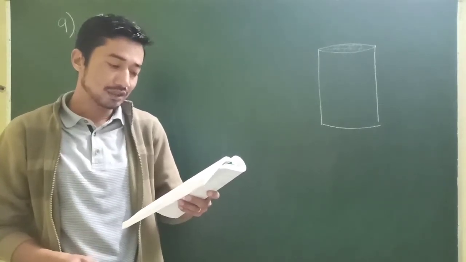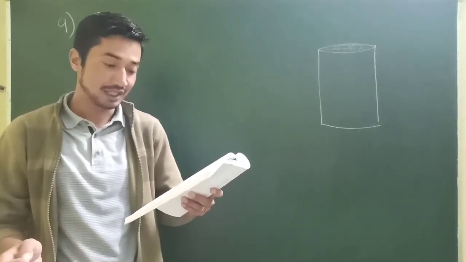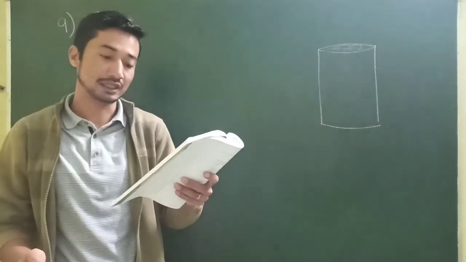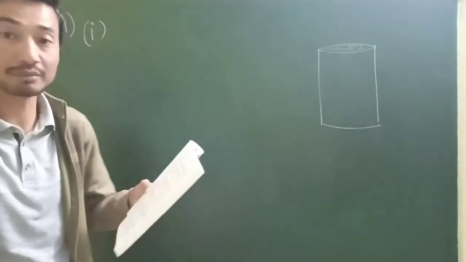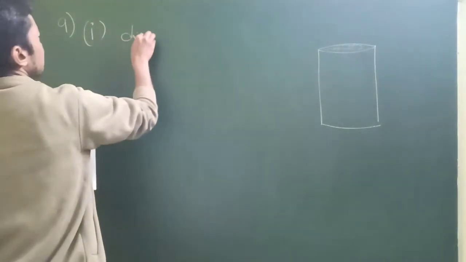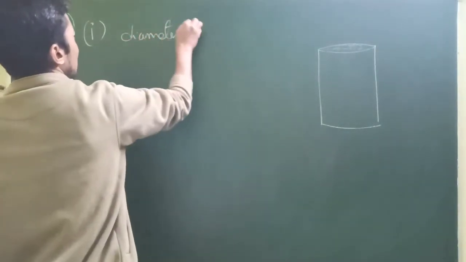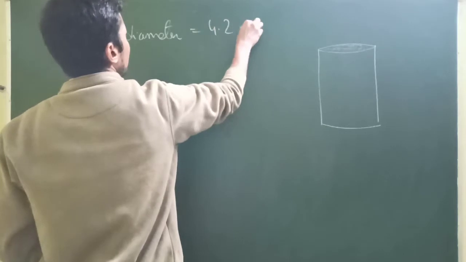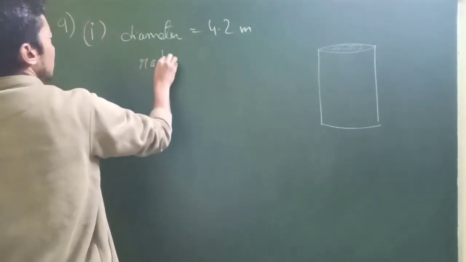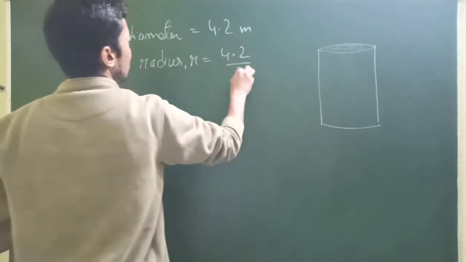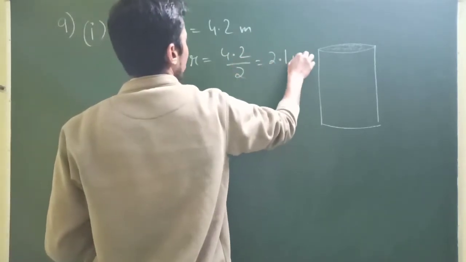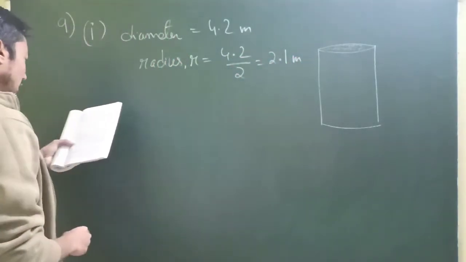To find the lateral or the curved surface area of a closed cylindrical petrol storage tank that is 4.2 meter in diameter. So diameter is 4.2 meters. So our radius r will be 4.2 by 2. So that's going to be 2.1 meter.